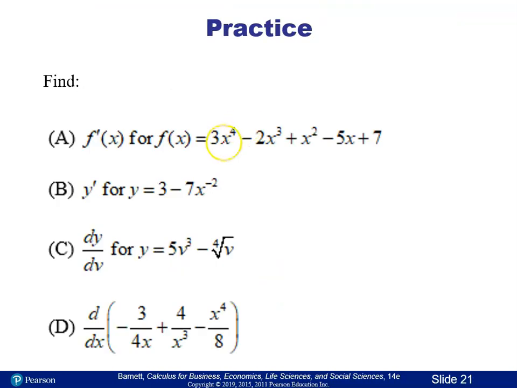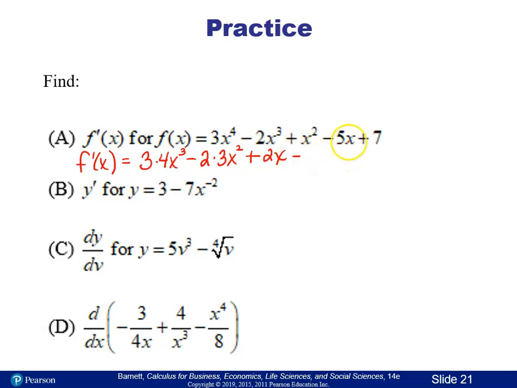All right, some to practice with here. Okay, if we want to look at the derivative for this one, I'm going to have the constant times the derivative of x to the 4th, which will be 4x to the 3rd, minus 2 times 3x², plus, this one will be 2x to the 1st.